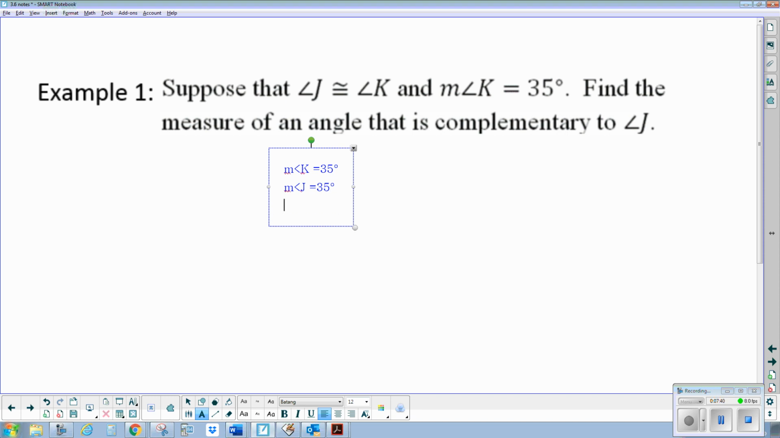And we're trying to find an angle that's complementary to angle J. To answer this question, first we need to know angle J, which we do, it's 35 degrees. To find an angle that's complementary to it, we need to take 90 minus 35, because the two together have to add up to 90. So some angle X plus angle J has to equal 90. So 90 minus J is going to equal X, which equals 55 degrees.